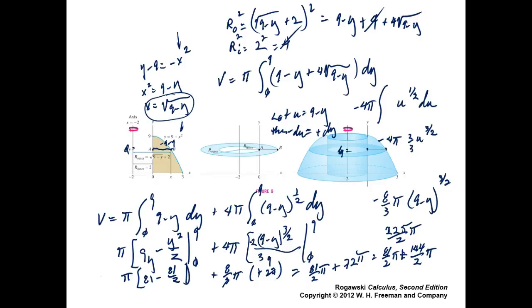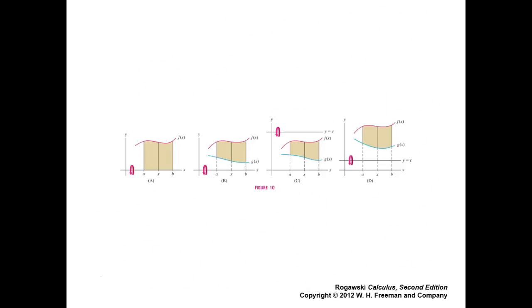All right, but 225 halves pi. Well, that ends 6.2, which is basically the volumes of revolution by the disk and washer methods. Okay, how about 6.3? Do you want to do that?